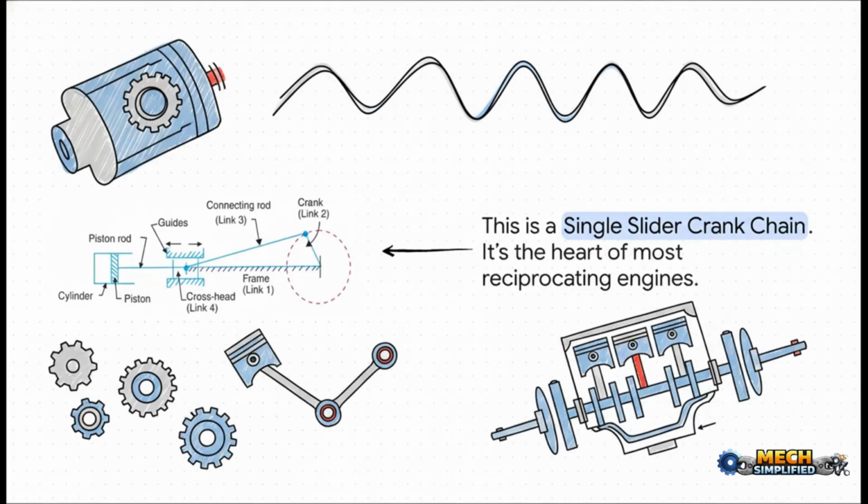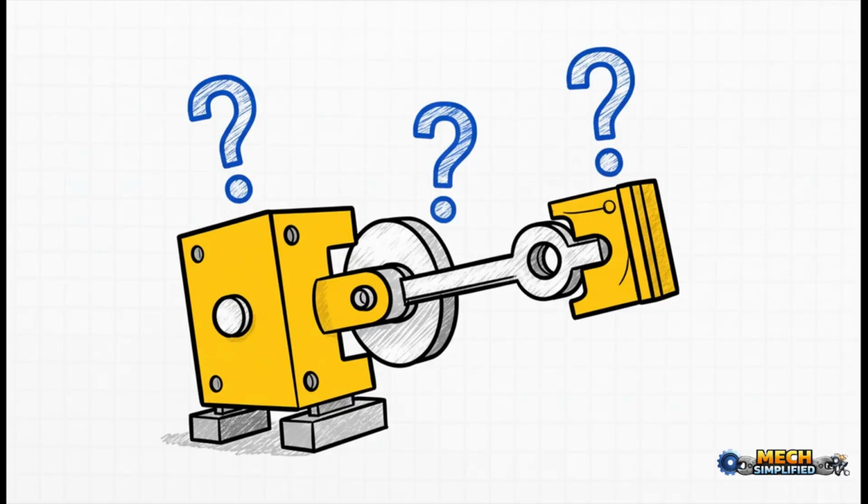Let's use the most famous mechanism of all as our example, the single slider crank. This thing is everywhere. It has 4 links. You've got the frame or the engine block, that's link 1. The rotating crank is link 2, the connecting rod is link 3, and the sliding piston is link 4. This is the heart and soul of nearly every piston engine ever made. Now, in a normal engine, we fix link 1, the engine block. But what happens if we take the exact same parts and choose to fix a different link instead?